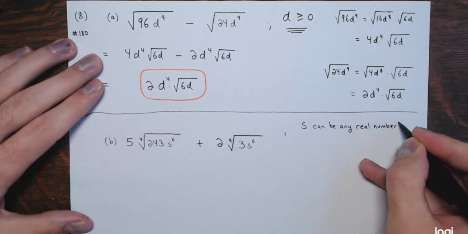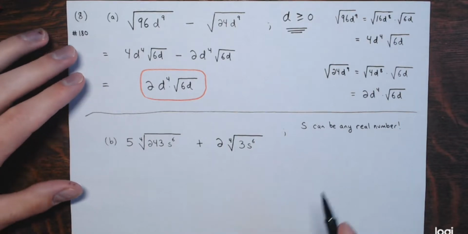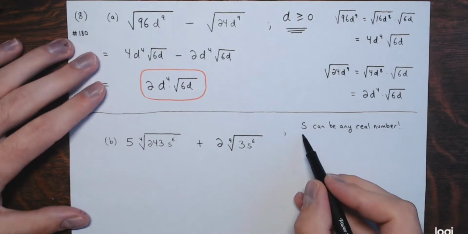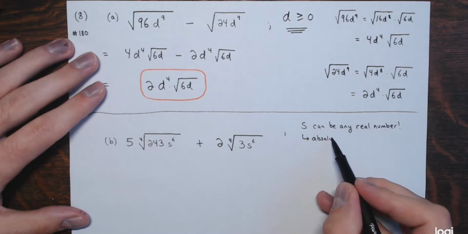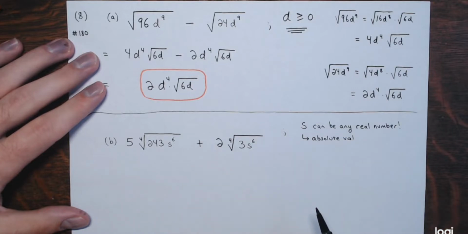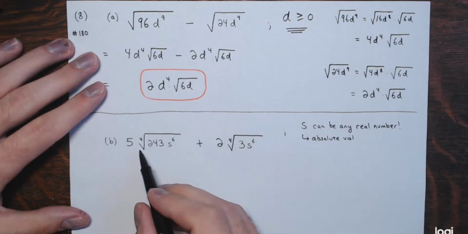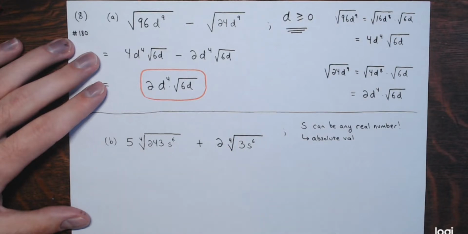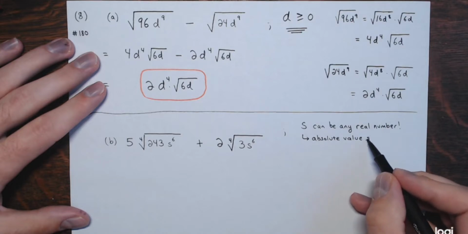You can plug in any real number you wish. But if that's the case, that means absolute values may be necessary. Remember, when simplifying even roots of variable expressions, the absolute value symbol may be necessary, because when you see the even root symbol, it's asking you for the principal even root, right? The non-negative even root. So absolute value symbols may be needed.